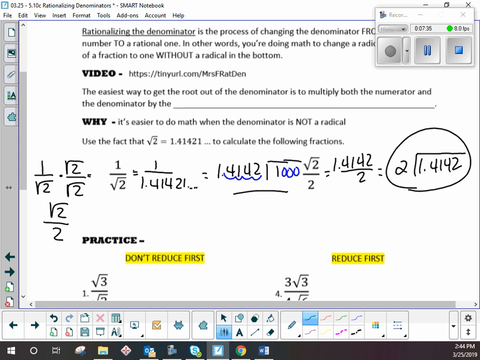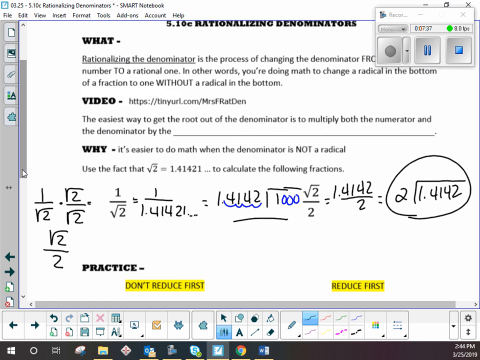So what did you write here? The easiest way to get the root out of the denominator is to multiply both the numerator and the denominator by the same root as what? As the denominator, that's right. And the reason we can do that is because they cancel each other out.